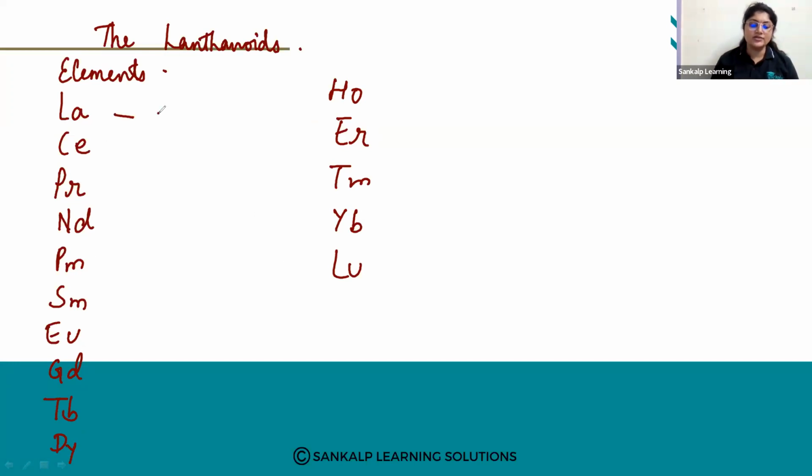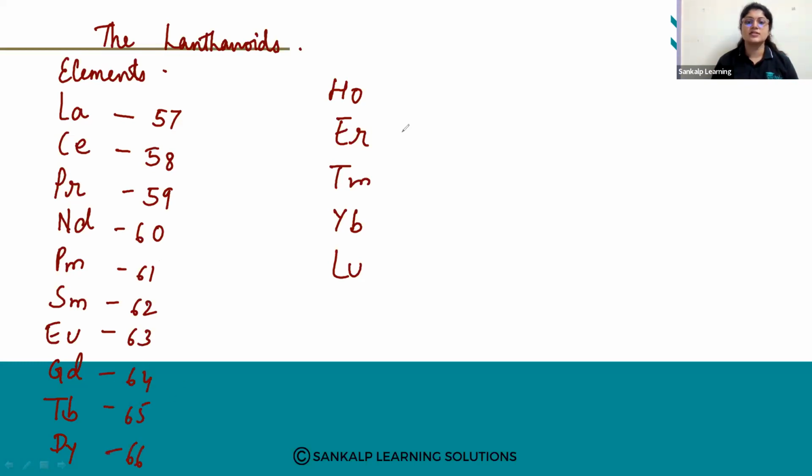So La, it is 57. So cerium 58, 59, 60, 61, 62, 63, 64, 65, 66, 67, 68, 69, 70, and 71. So these are the elements which come under lanthanoids.